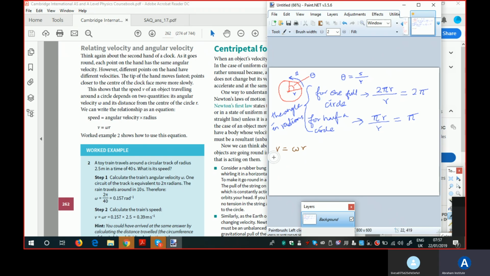So we have the speed is equal to omega, the angular speed or angular velocity, times the radius of that circular path, or the radius of the circle in which the object is moving.